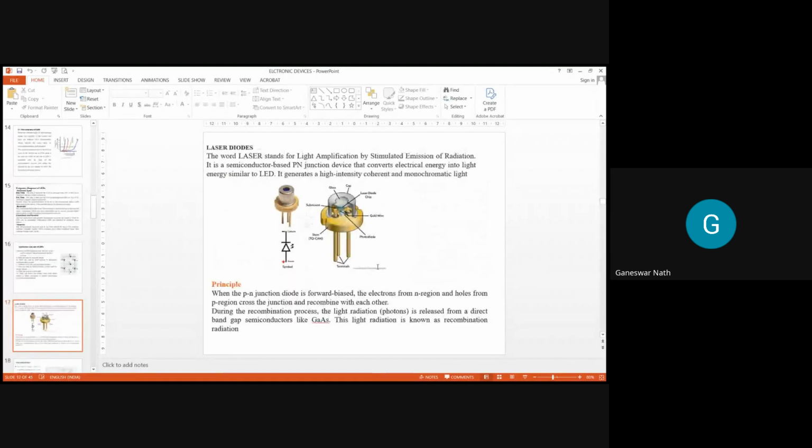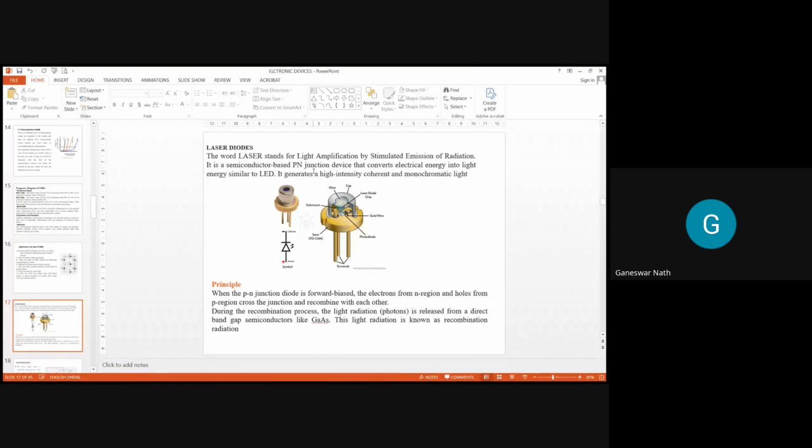Now coming to the laser diode. Laser stands for light amplification by stimulated emission of radiation, and it is a semiconductor based PN junction. So this laser diode is nothing but a semiconductor based PN junction device that converts electrical energy into light energy, similar to the LED. But there is some basic mechanism that takes place in the laser diode which does not happen in a LED.